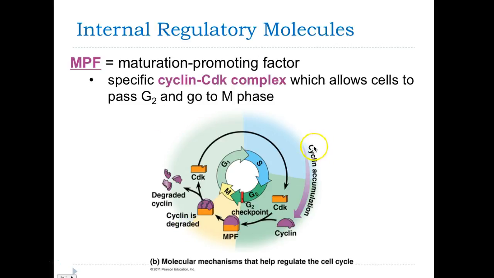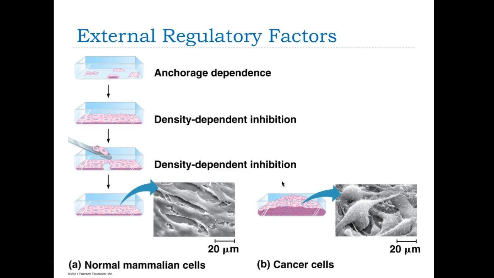So if you look here, you have cyclin accumulation, and here you have the cyclin-dependent kinase coming in, and ultimately what you form there is that maturation promoting factor here in G2. As it will continue through, the cyclin is going to degrade, and the degraded cyclin will be released, and then that cyclin-dependent kinase will come back through and cycle in. It's a molecular mechanism that is going to help regulate the cell cycle itself.